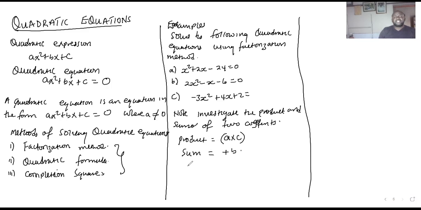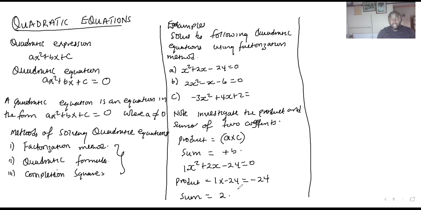So in this sense, for example, you have x squared plus 2x minus 24 is 0. So the product will be what? The coefficient here is a silent one. It will be 1 times negative 24. So the product is negative 24. Then the sum is 2. So the question is, which are the two numbers? When you multiply them, you get negative 24. When you add them, you get positive 2. Who can give me those numbers?